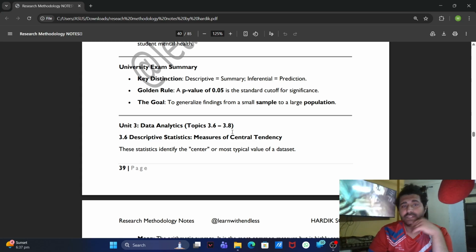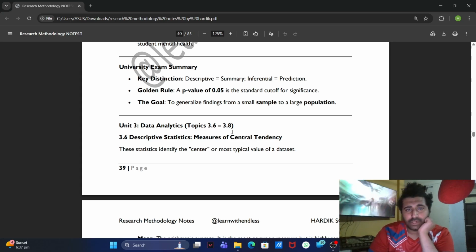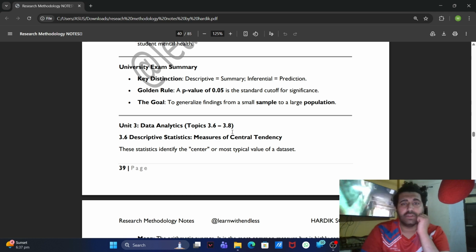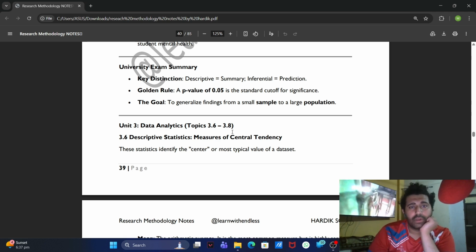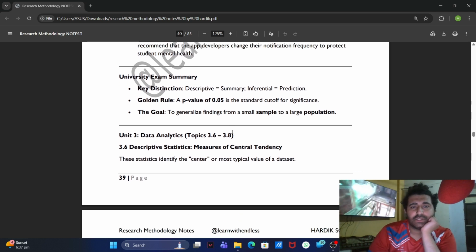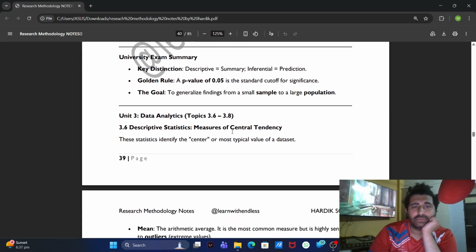Summary, key distinction: descriptive equals summary, inferential equals prediction. Golden rule: the value of 0.05 is the standard cutoff for significance. The goal is to generalize findings from a small sample to a large population.